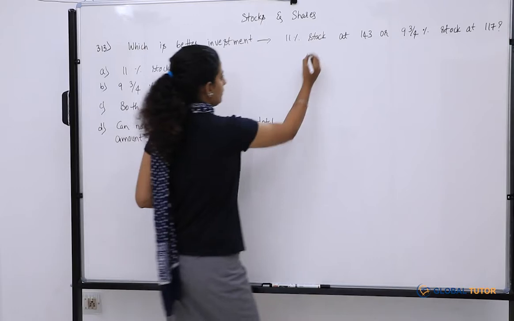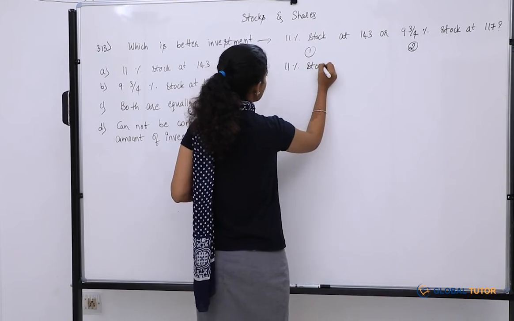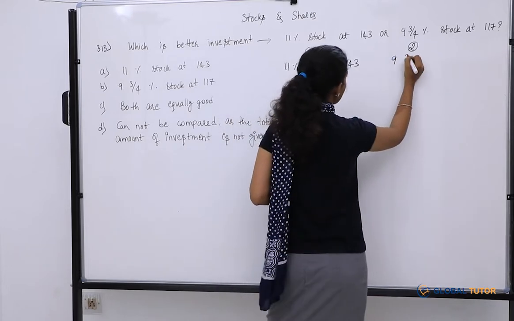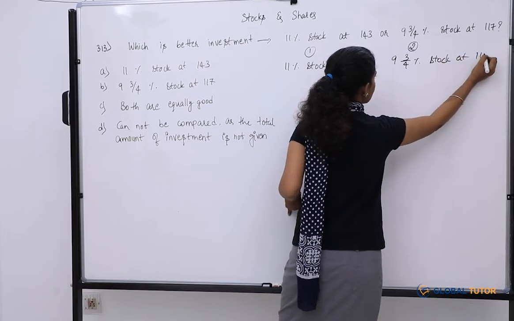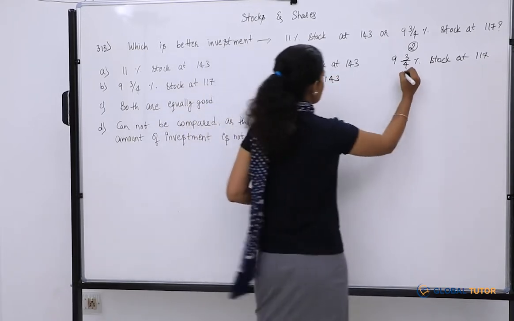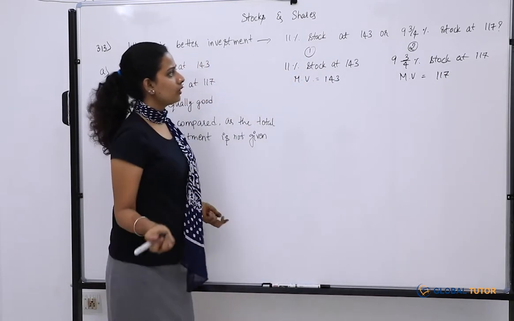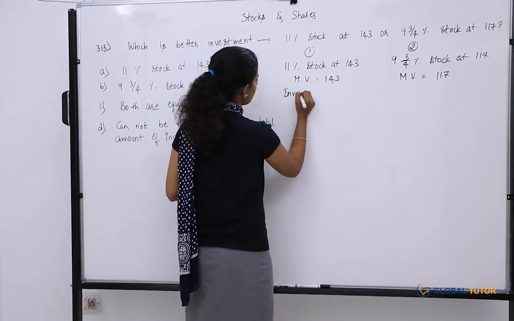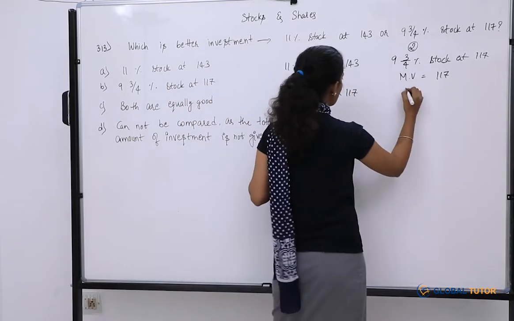There are two shares here. The first one is 11% stock at 143. The second one is 9 3 by 4% stock at 117. In this case, the market value is 143. In this case, the market value is 117. Now, because we want to compare this, let us assume that investment is 143 into 117 in both the cases.